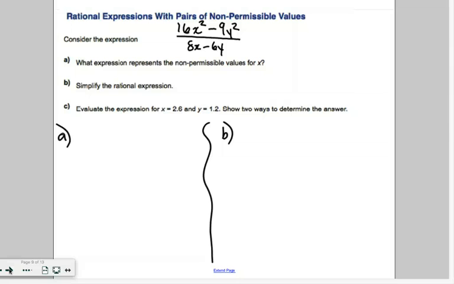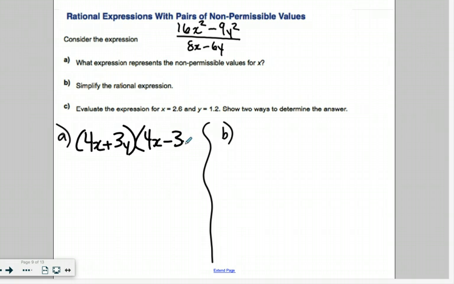They're both perfect squares separated by a minus sign. So that's going to factor in that special way, where it's going to be 4x plus 3y, the square root of each of those terms, and then 4x minus 3y. In our denominator, what's our common factor between 8x and negative 6y? The best we can get is a 2, but we can still factor out that 2, and then we're left with 4x minus 3y.